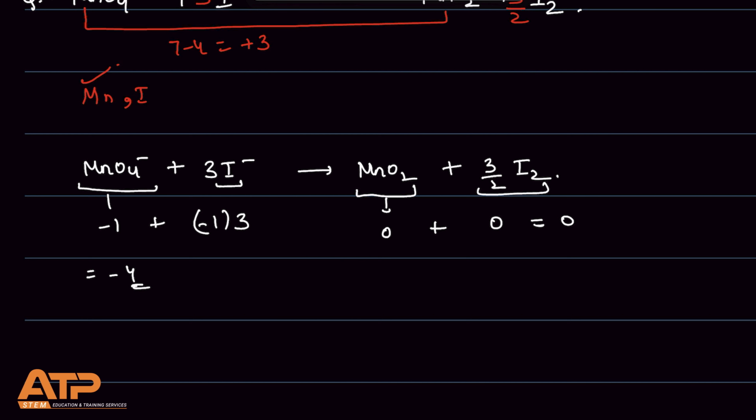So we have to balance the charge. That is the third step. We have to make the net charge equal in both half reactions. How will we do that? That depends upon the medium.